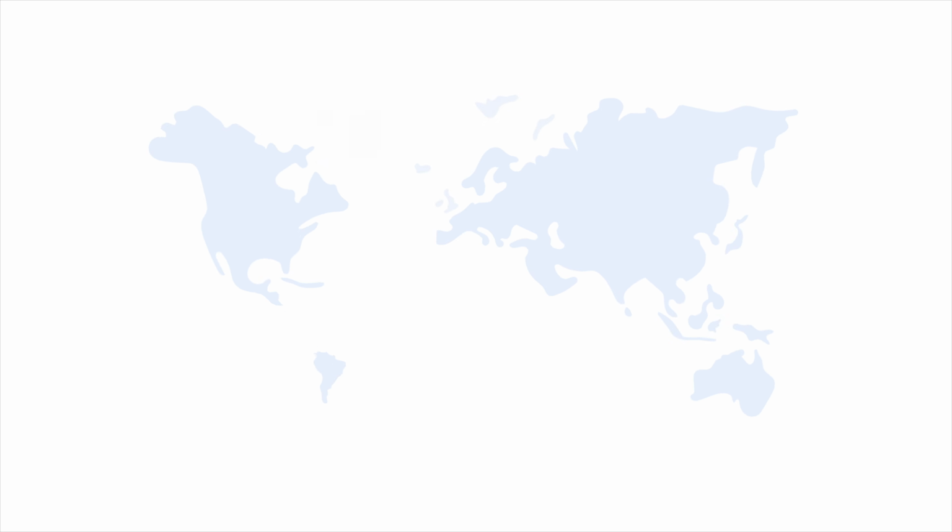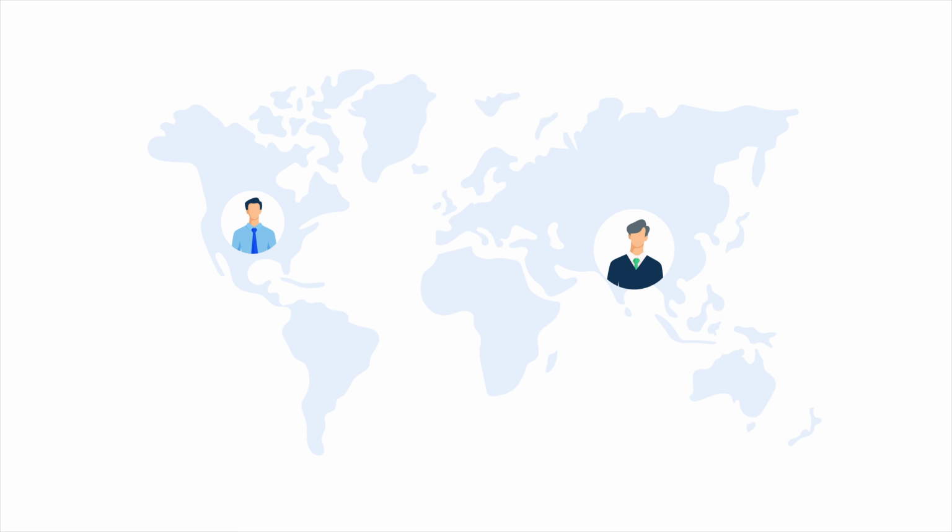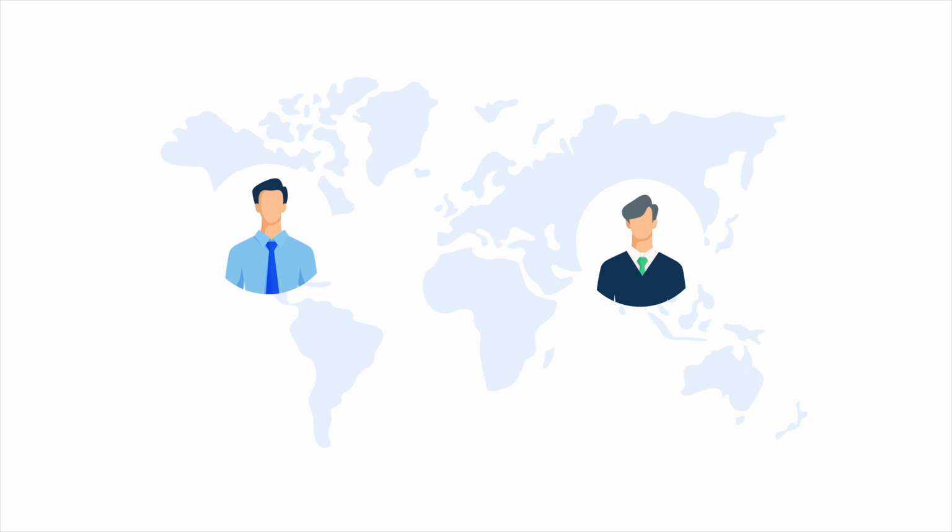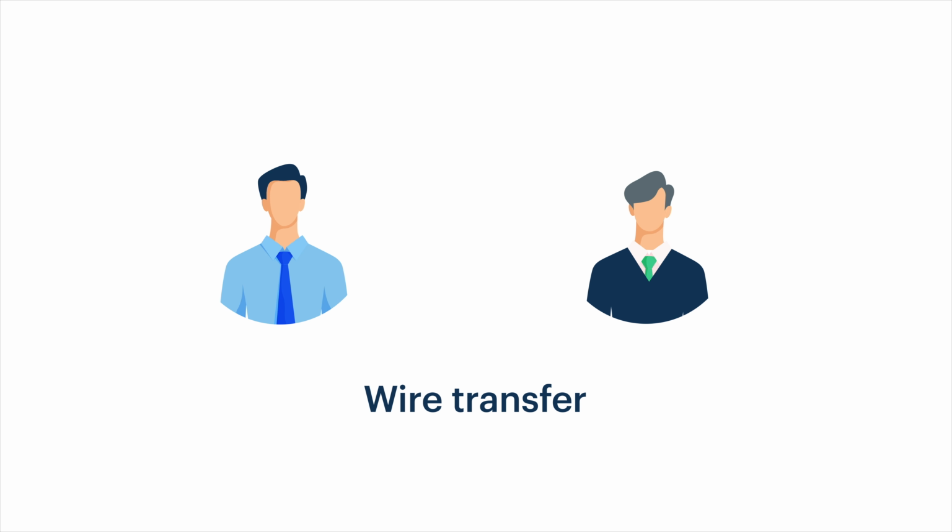Here's how. Imagine a business in the United States needs to pay a supplier in China. They've got US dollars in their bank account in Kansas City, but they need the payment to show up as Chinese yuan in the supplier's account in Guangzhou. What can they do? They could send money the traditional way via international wire transfer.